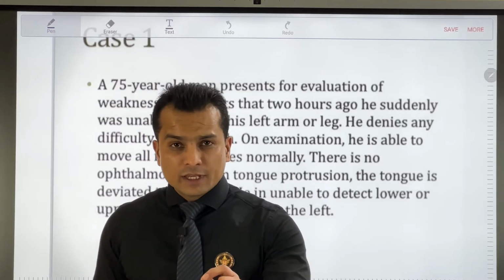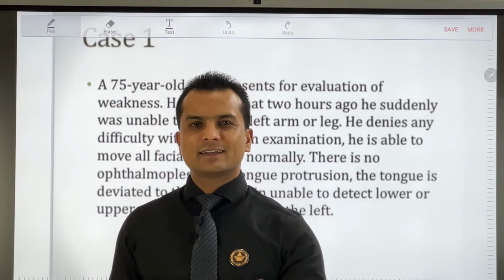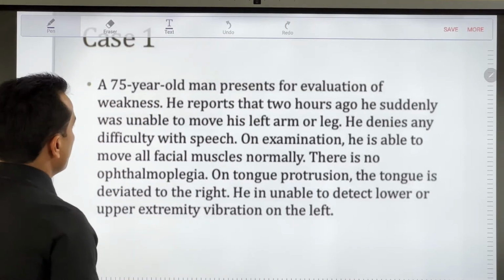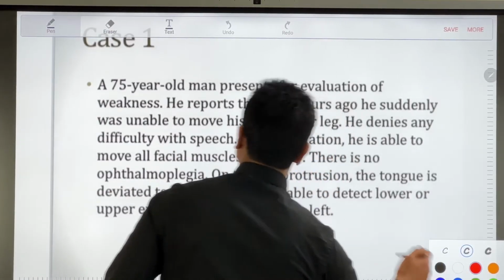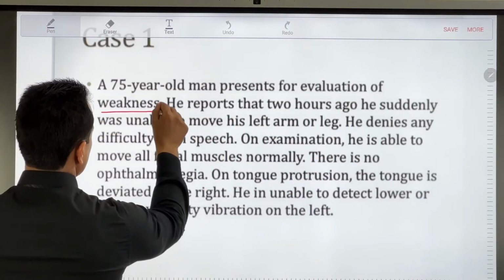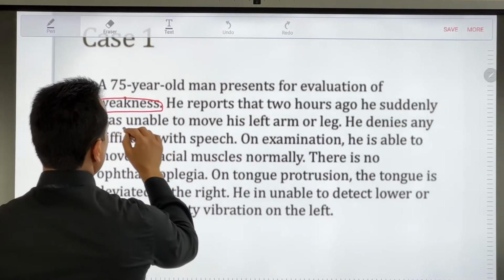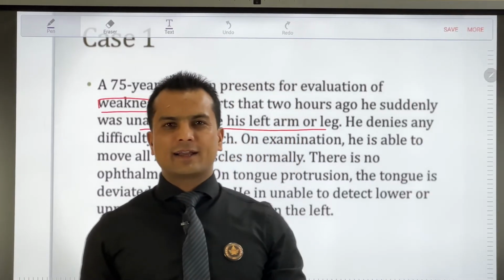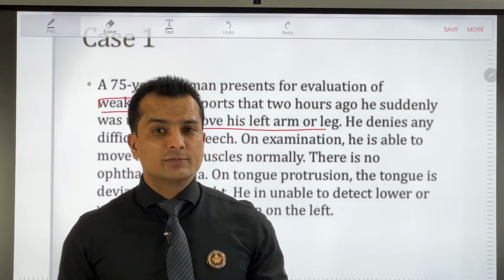So in today's lecture, we are going to recall your entire neuroanatomy. Why? Please stay with me. A 75-year-old man presents for evaluation of weakness. Weakness means the patient is suffering from a stroke. He reports that 2 hours ago he suddenly was unable to move his left arm or leg.